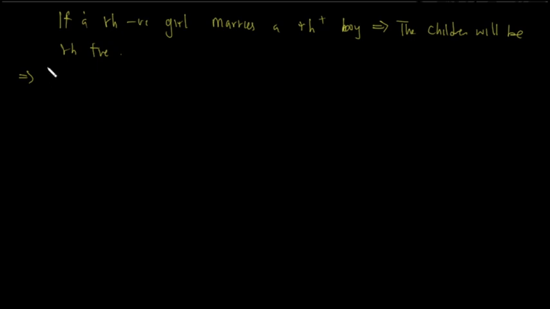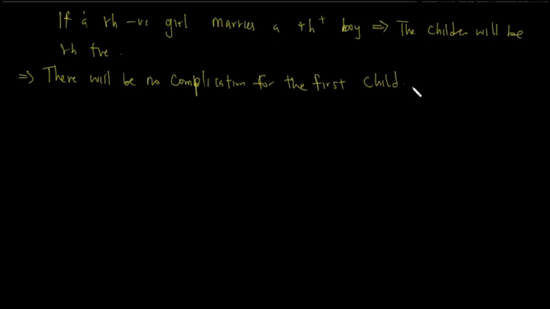Now, the first point you write is there would be no complication for the first child. There would be no complication for the first child. Are we there? Now, let me tell you why.